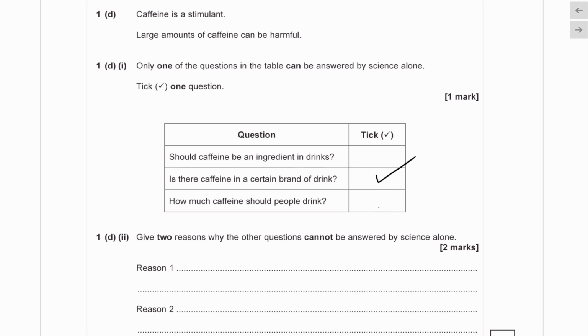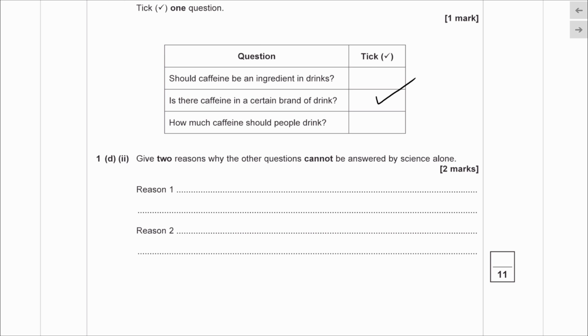How much caffeine should people drink? Well, that depends on who you are. Some people can tolerate a lot more caffeine than others, and some people don't want caffeine at all. Some people want caffeine to wake them up, so that also can't be answered by science alone. All right, good. And now D, part 2.